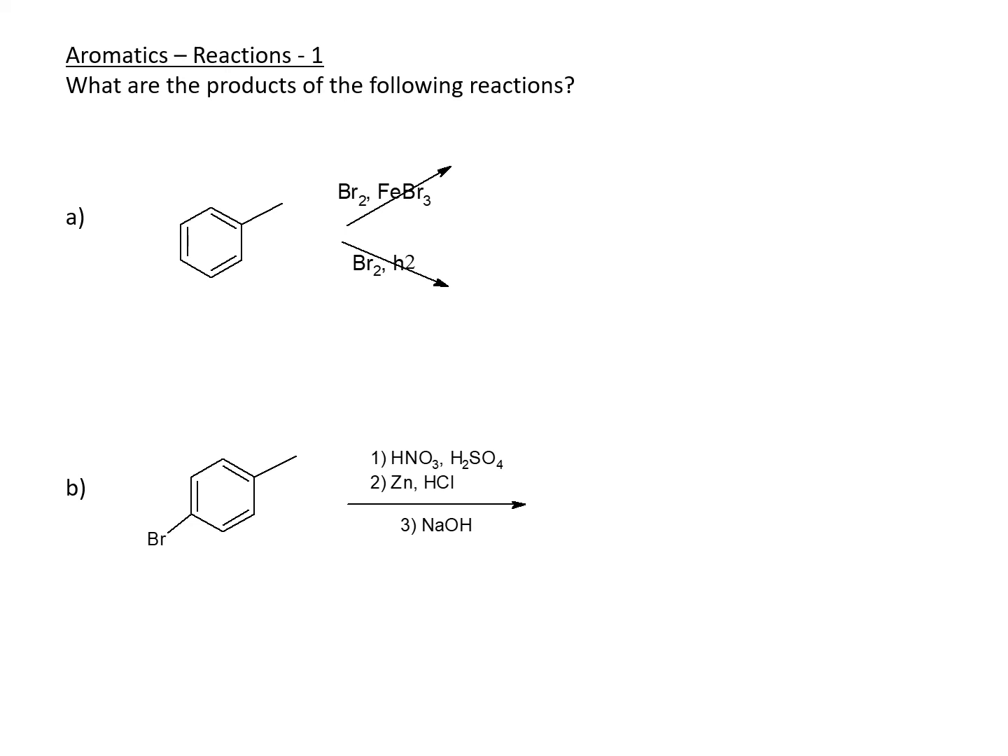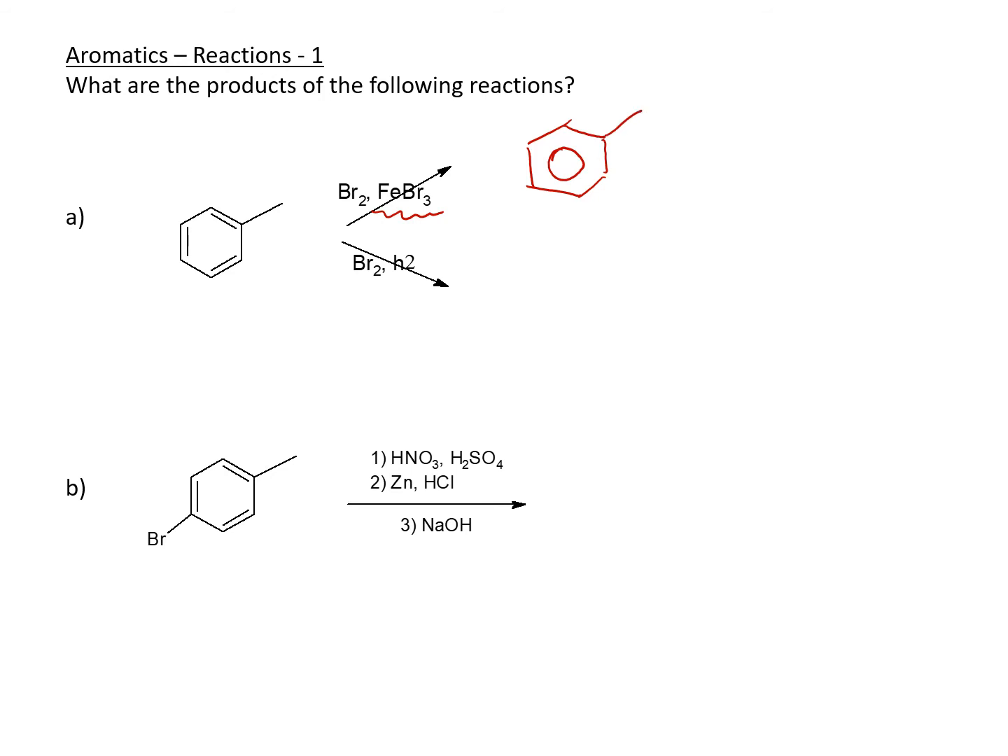Here are some reactions for aromatic reactions. So here's the benzene ring. We have toluene in the first one and Br2 FeBr3. The catalyst tells me that the reaction is actually happening on the benzene ring. So now all I have to determine is where the bromine is going to go.